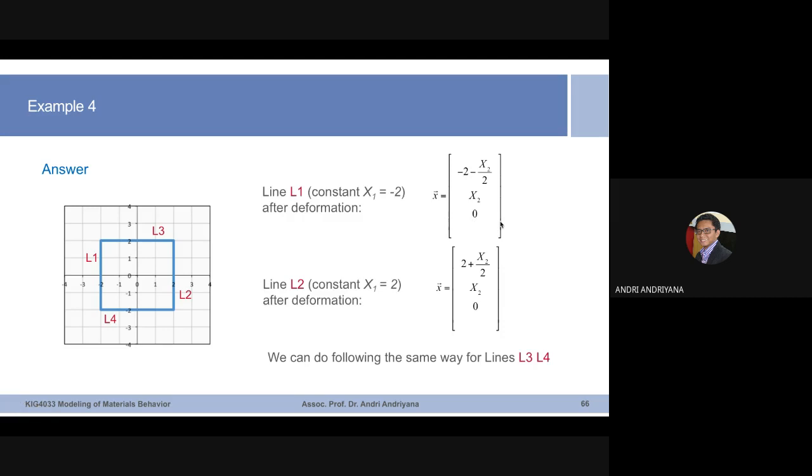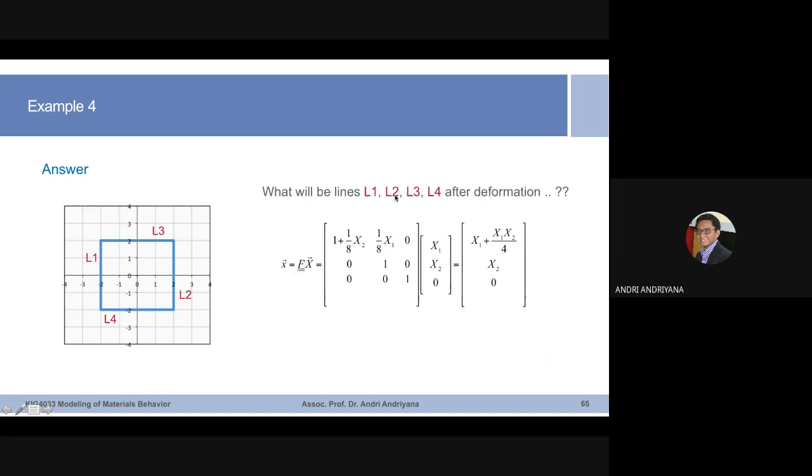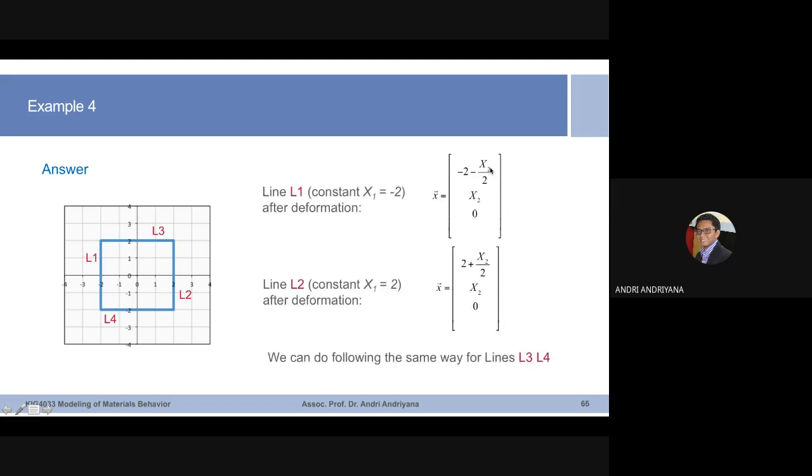The next thing is, of course, that I need to check each line. For line 1 here, we know that line 1 corresponds to a constant x1 equal to -2. After deformation, this line 1 will become small x. I simply insert x1 equal to -2 into these equations, and I get this one. So the line L1 after deformations will become this one.